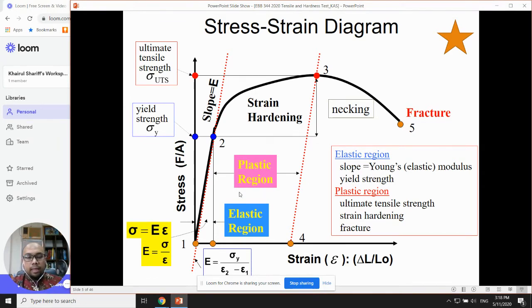Another thing is, when you pull a sample and it exceeds point 2 and continues until point 3, this we call the plastic region. What is the meaning of elastic and plastic? I will explain later. All right, so please embed the tensile test in your mind.